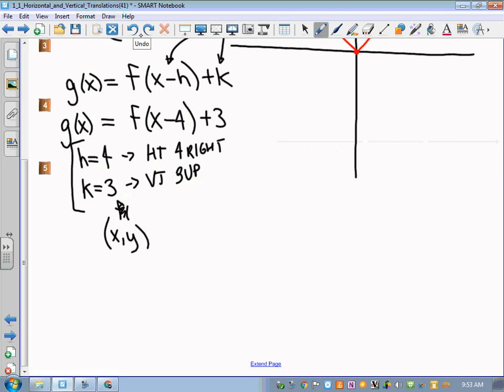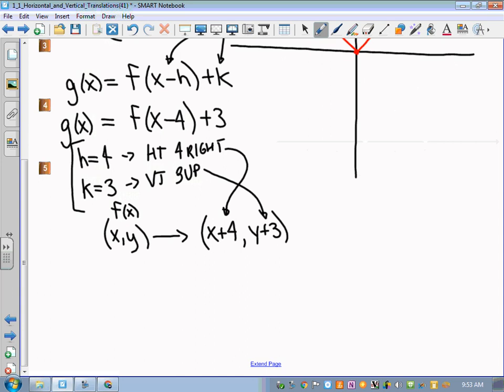Sorry, here I just kind of messed this up. I identified f of x as the standard absolute value function, so that is f of x. And when I get that point on g of x, I'm going to add 4 to the x's, and I'm going to add 3 to the y's. Right? This is my horizontal translation 4 to the right, and then this is my vertical translation 3 up. Sorry about the crisscrossing arrows there.